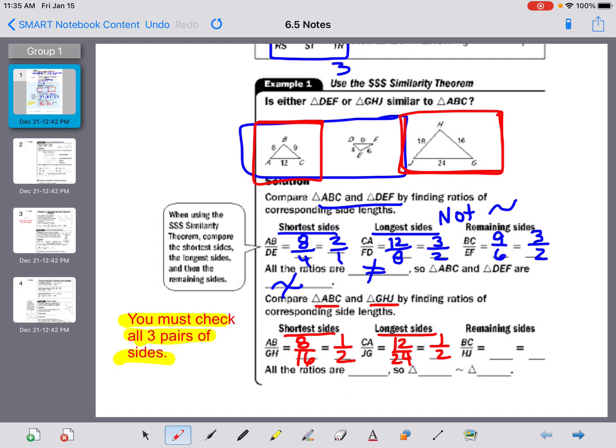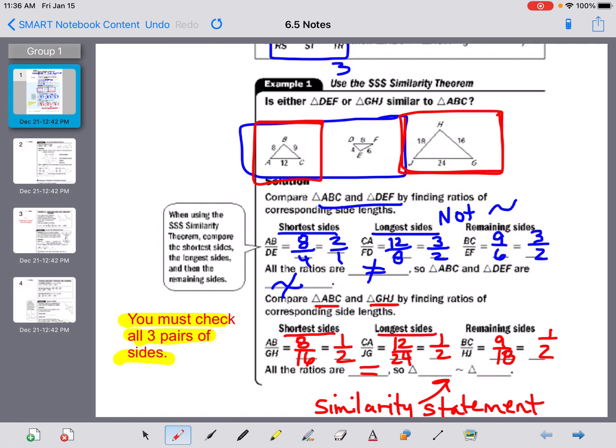The middle side on ABC was 9. The middle side on GHJ is 18. I divide by 9 on both, and I get 1 over 2. So all my ratios are equal, so that means that my triangles are similar. Now remember, when we write this similarity statement, that's what this is called when we have the names of my triangles, and we say that they are equal, or I'm sorry, not equal, similar.